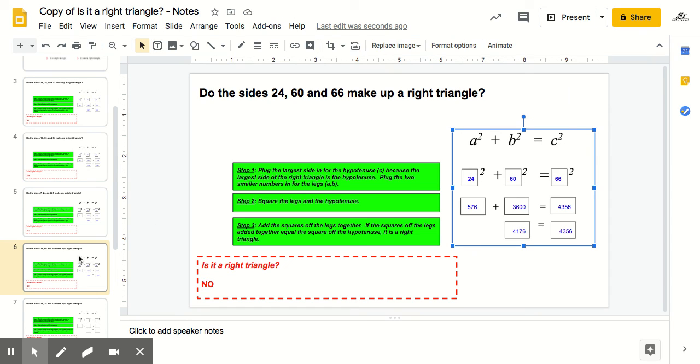Okay, guys, you're now going to complete the Is It a Right Triangle assignment on Google Classroom. Just make sure, and this is the most important fact, that you first identify what your hypotenuse is, because that largest number has to be plugged in for C into your Pythagorean theorem.